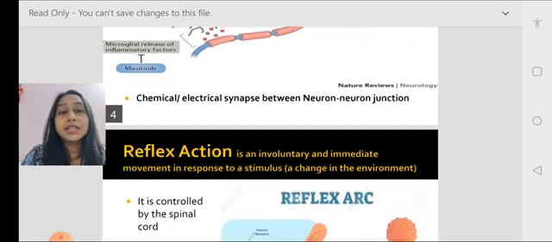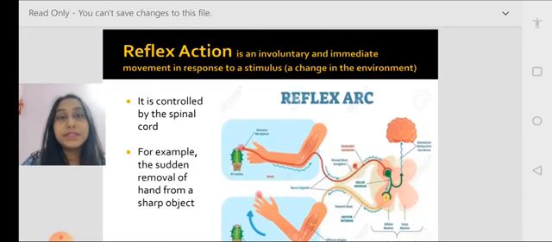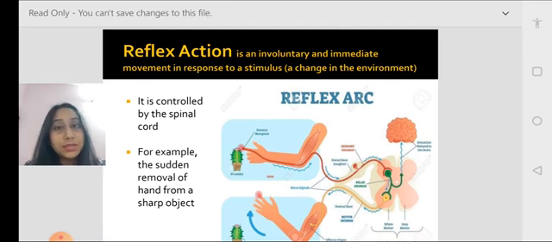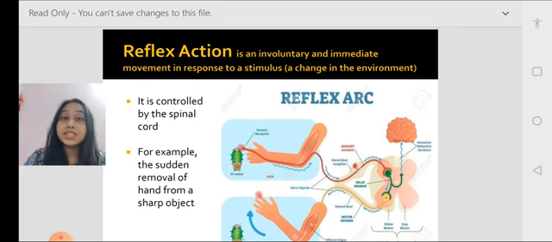Next we will move into the topic reflex action. So what is a reflex action? Let us define. Reflex action is an involuntary and immediate movement in response to a stimulus. So what kind of action is it? It is involuntary, it is immediate, very fast, and it is a response to what? Stimulus. What is a stimulus? We have understood what a stimulus is in the last class. Stimulus is a change in the environment, and that change brings a kind of action in us, and that action is not a slow action, it's a very fast action.